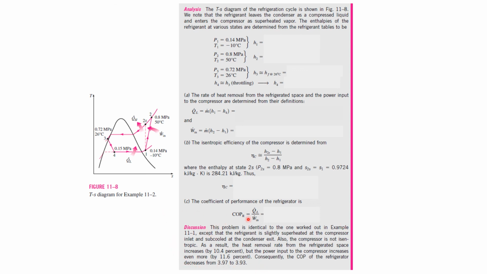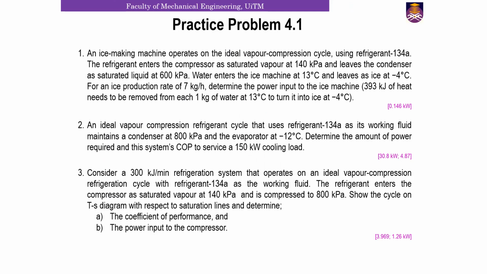What will be the COP difference between this cycle and the previous example cycle? You will see that they are different, so look at the discussion and think about what it means to have a higher COP for the previous one. And then why does the COP for this one decrease, what are the reasons for it, and so on. So these are the practice problems.